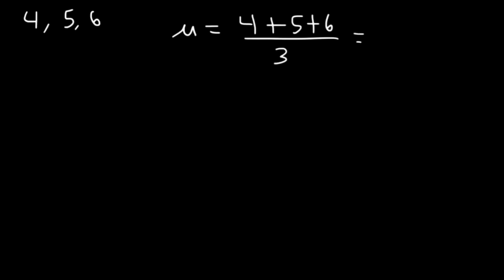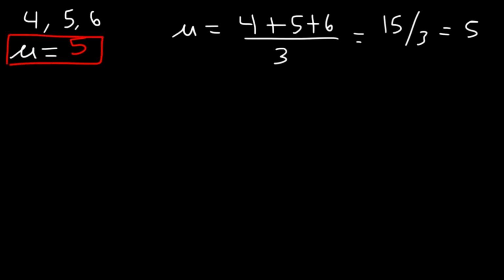4 plus 6 is 10. 10 plus 5 is 15. And we know that 15 divided by 3 is 5. So once again, anytime the numbers are evenly spread apart, the mean is going to be the middle number. So now we can calculate the standard deviation. So sigma is going to equal the square root, but before we do that, let's calculate the differences.